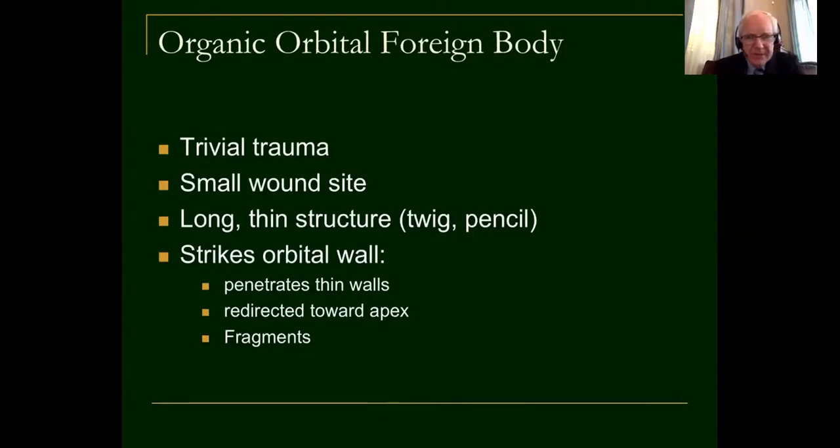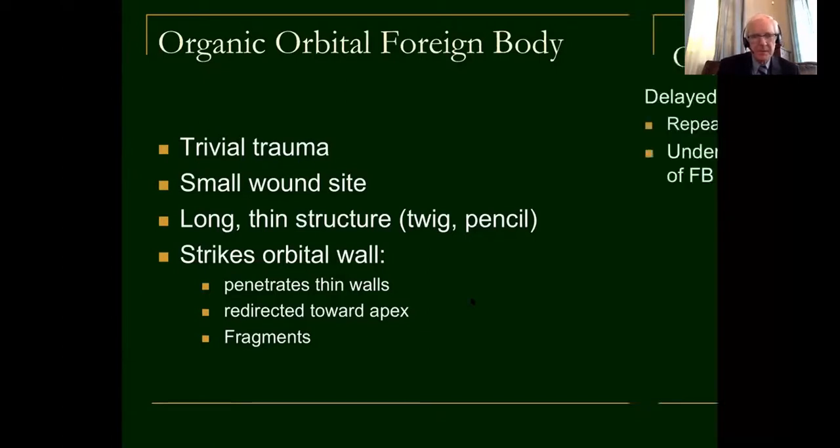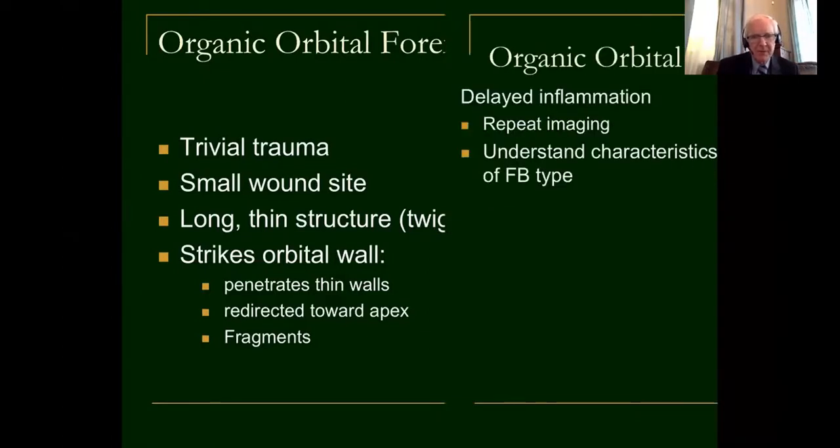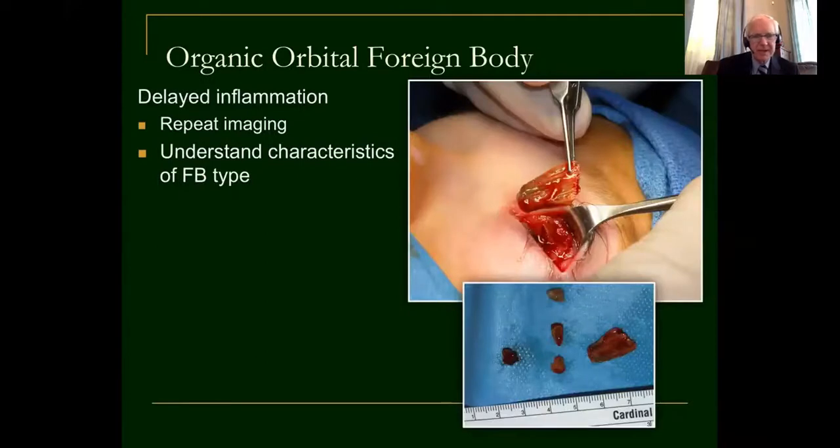So organic foreign bodies, usually it's trivial trauma. It breaks off and somebody sees a small wound site. They suture it. Most of these are long, thin structures, twigs, pencils, things that classically will move. It strikes an orbital wall. Remember, we talked about that orbital contact, and it penetrates the thin walls that are directed toward the apex, and look out for fragments. Organic foreign bodies: delayed inflammation, repeat imaging, understand the characteristics and the foreign body type.